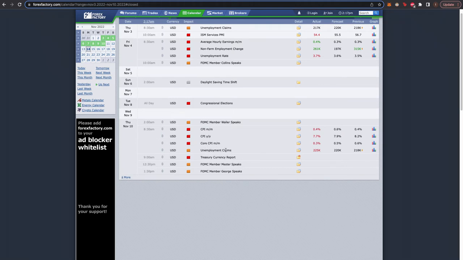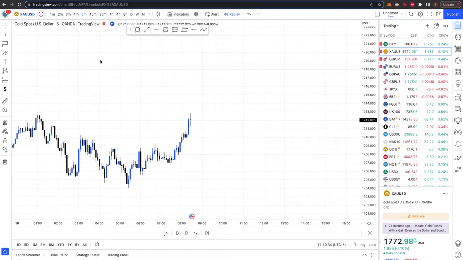What I'm going to be talking about is how to use these news events and how to trade and scalp these news events, right? And there's really two strategies that I'm going to talk about. So strategy number one is the buy limit, sell limit strategy.